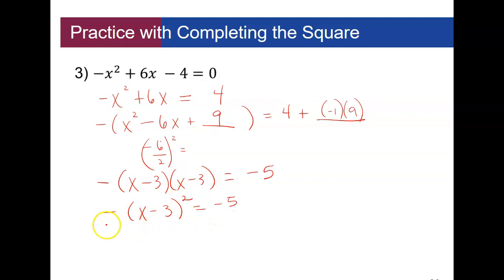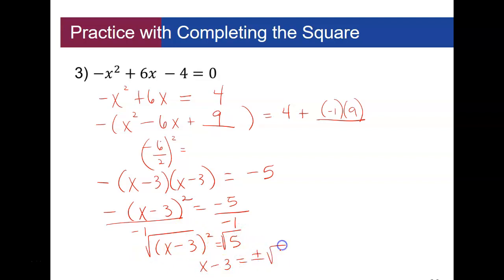We want to get rid of this negative, so I'm going to divide both sides by negative 1. I'll have x minus 3 squared equals 5. From there, we'll take the square root of both sides. So x minus 3 equals plus or minus the square root of 5. Then our last step is to move the negative 3 over. So we'll have x equals 3 plus or minus the square root of 5.